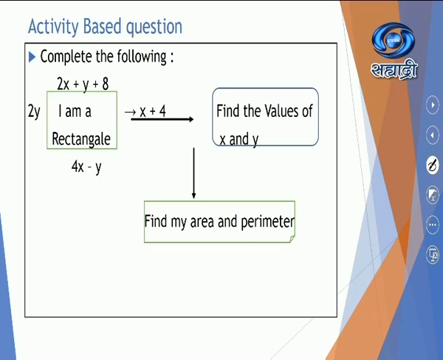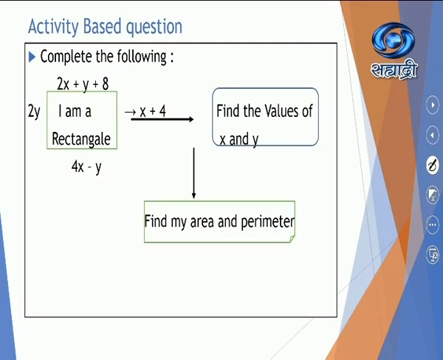Here, this sum is also from your textbook. Complete the following activity. Here the diagram is given. It's a rectangle and the opposite sides are given. Okay, and what is asked? Find the values of x and y and find area and perimeter both. This kind of sum can be there for your exams also.